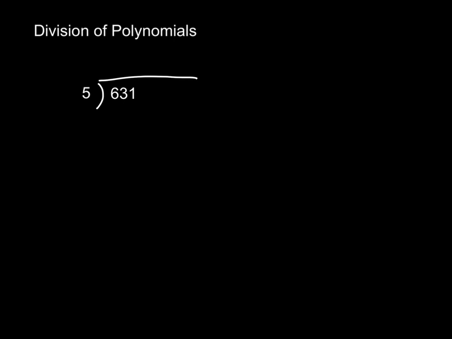So if I wanted to divide 5 into 631, I actually just ask myself, what do I have to multiply 5 by to get 6, or close to 6, as close as we can get, and we notice that that's 1. And I multiply 1 times 5, that gives me 5, and then I subtract. 6 minus 5 gives me 1, and then I bring down this next number here, which is a 3.